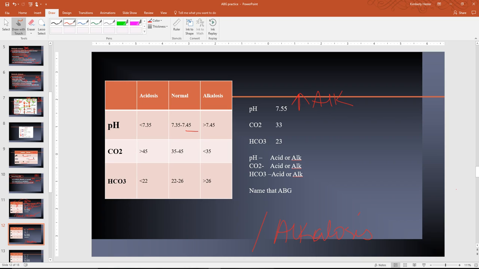All right, so now let's look at our CO2 level is 33. All right, so that's a little bit low. And what does a low CO2 level represent? It represents not enough carbonic acid, not enough acid, so that is also alkalosis. Now we look at our bicarb, 23. All right, well, that falls within the normal limit. Our bicarb is normal. So what's causing an alkalotic state? The CO2. And CO2 represents what? The respiratory system. So we're looking at respiratory alkalosis.